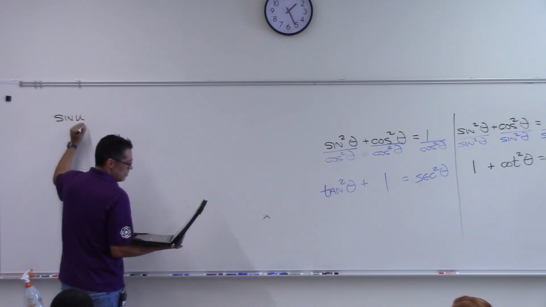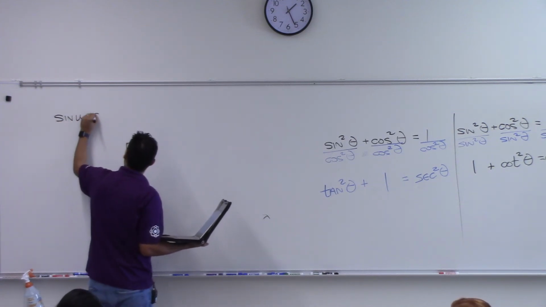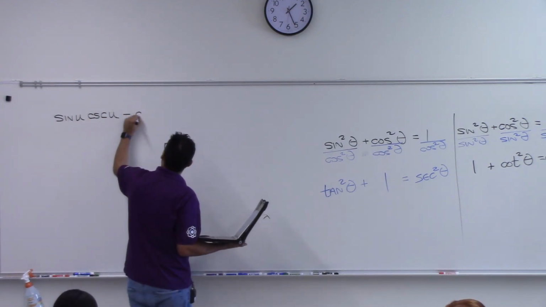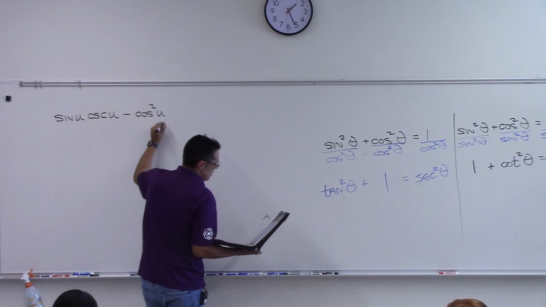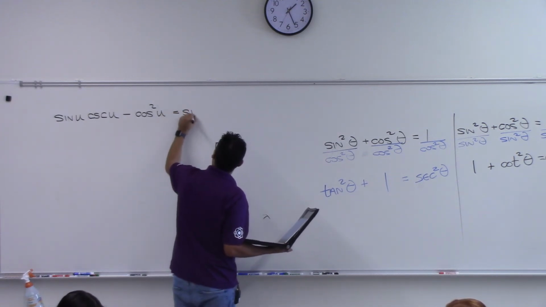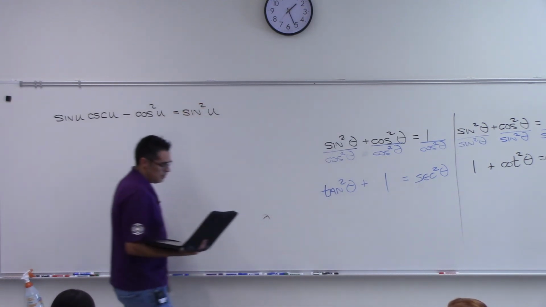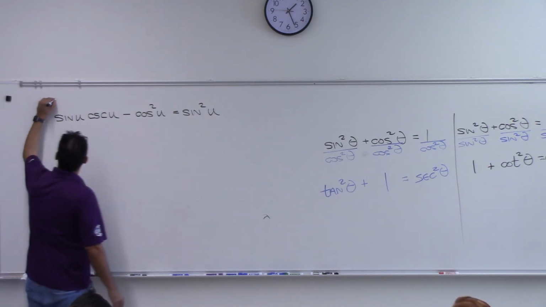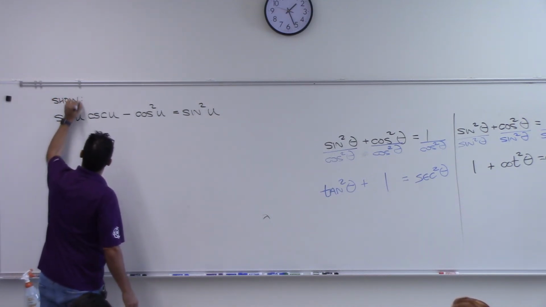How about this? Sine u, we're going to use the variables they use here, cosecant u, minus cosine squared u equals sine squared u. This will be a good warm-up because it's not that bad. Let's just warm up with this one, okay? Because this one's really straightforward. All right, so we want to prove this, right? We want to show that this is true.